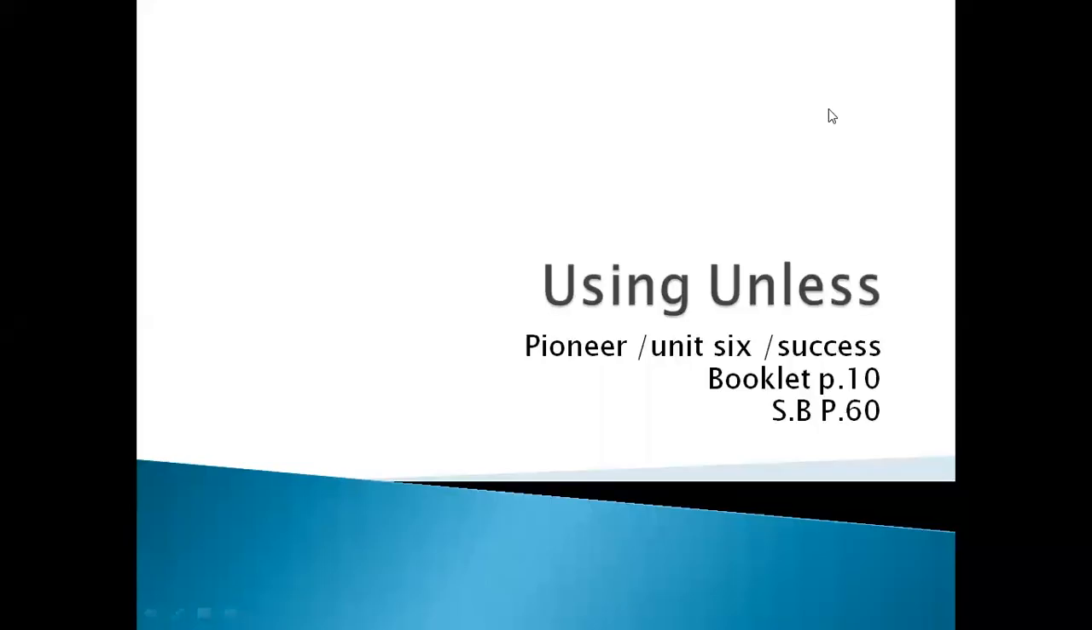Hello everyone. Today we're going to talk about unless. It's a lesson from Pioneer Success Unit, booklet page 10 and your student book page 60.